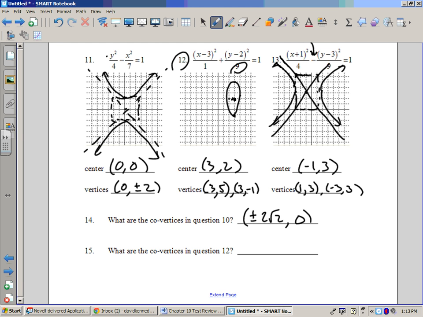What are the co-vertices in question 12? Remember, my center's at 3, 2. My co-vertices are going one to the left and right. And so I will have one at 2, 2, and another co-vertex at 4, 2.